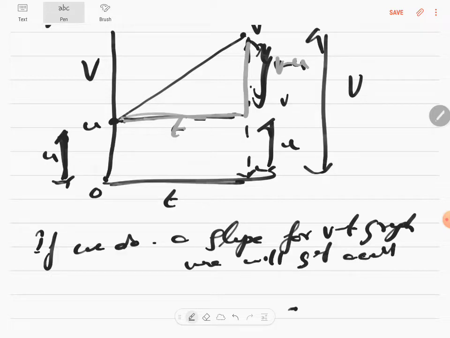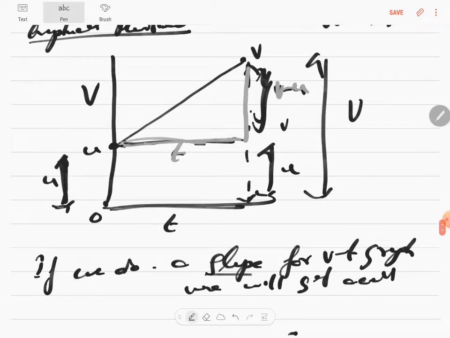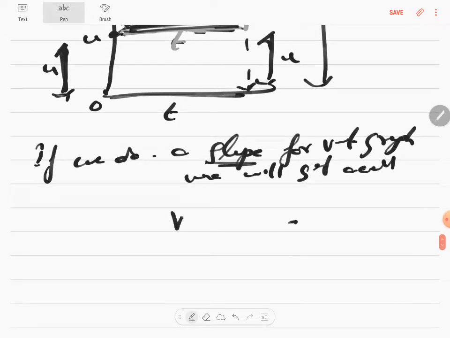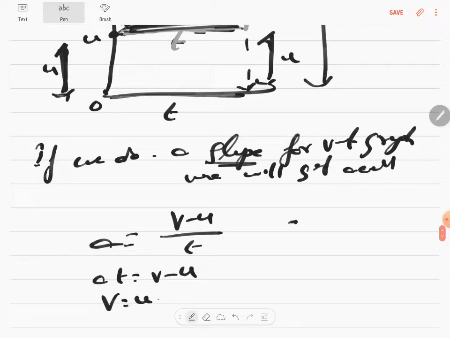Next step. So what is the slope? Slope is opposite by adjacent, correct? This opposite side by adjacent side will be the slope of this graph, which is v minus u by t, which itself is acceleration. Cross multiplying, at is equal to v minus u, v is equal to u plus at. You got the first equation.